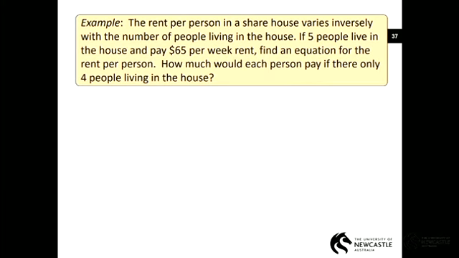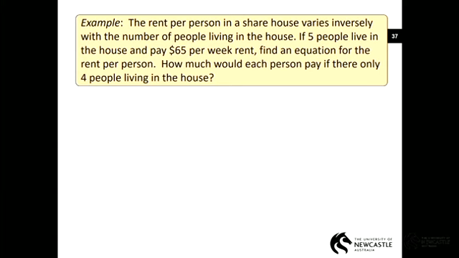This is what matters. And again, this question, it's a nice one to start with, just because you could do this through common sense. And if you did this through common sense, if the question just said, answer it, fine. But the question will say, write an equation involving the coefficient of proportionality. Make a formula, make an equation and then use it. So let's go for it exactly. The rent per person in a share house varies inversely with the number of people living in the house. If 5 people live in the house and pay $65 per week rent, find an equation for the rent per person. How much would each person pay? And then the question we'll come back to.